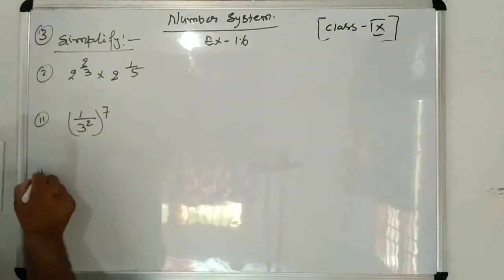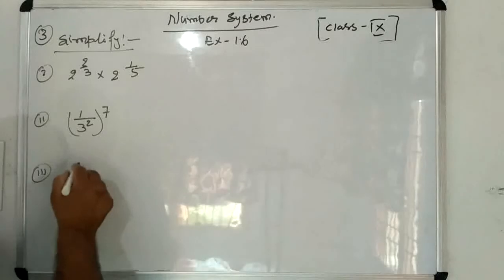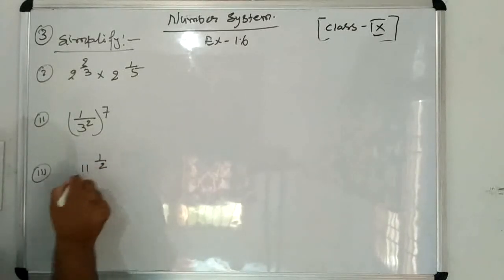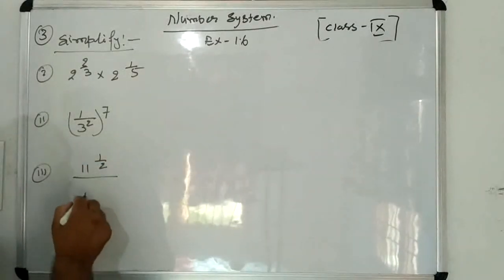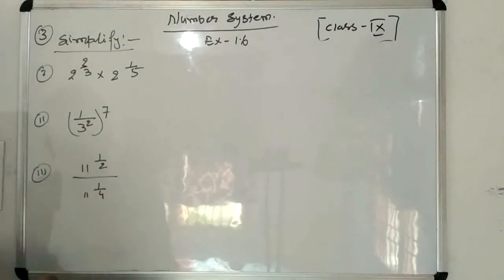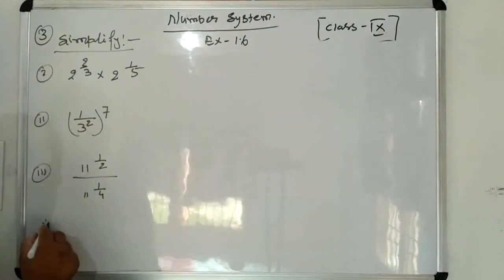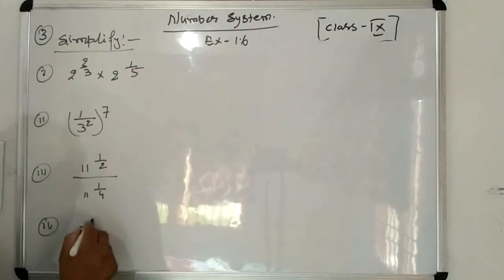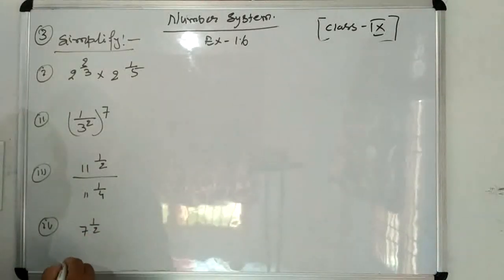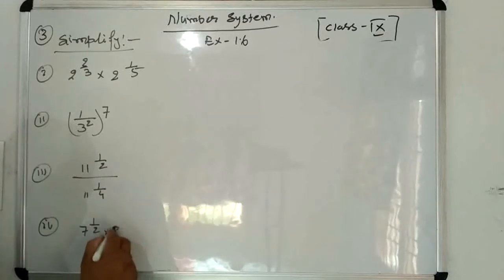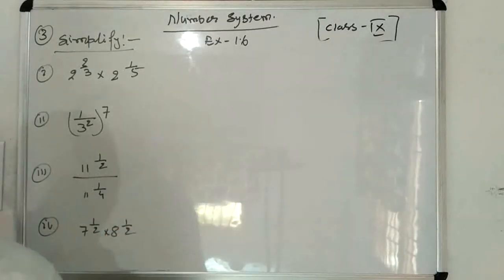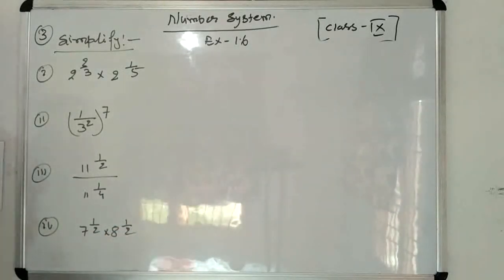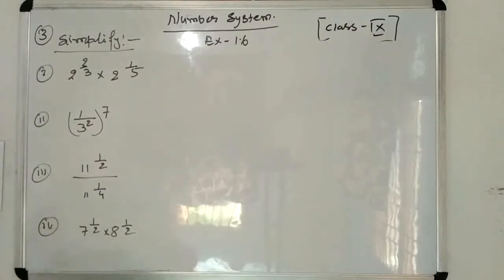Third, 11 to the power 1 by 2 divided by 11 to the power 1 by 4, and fourth, 7 to the power 1 by 2 into 8 to the power 1 by 2. So these are the questions which we have to simplify.